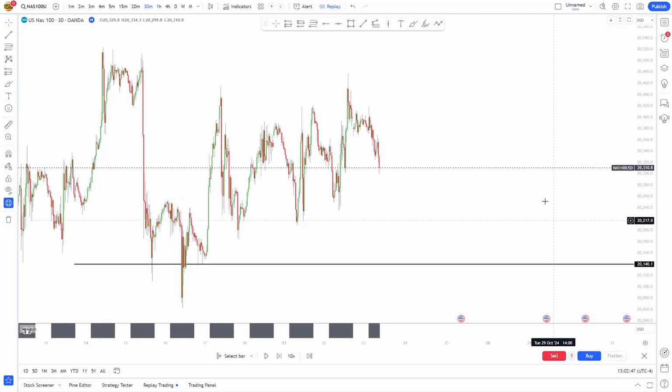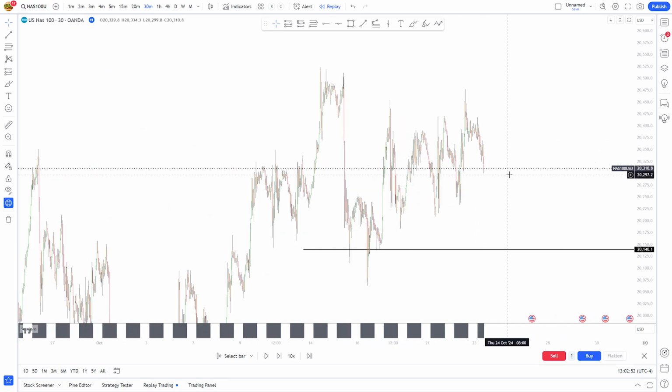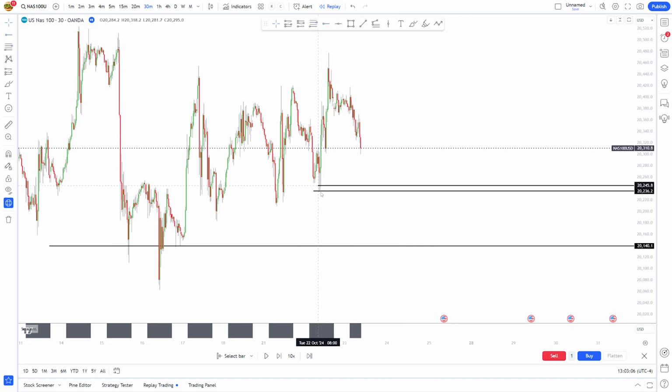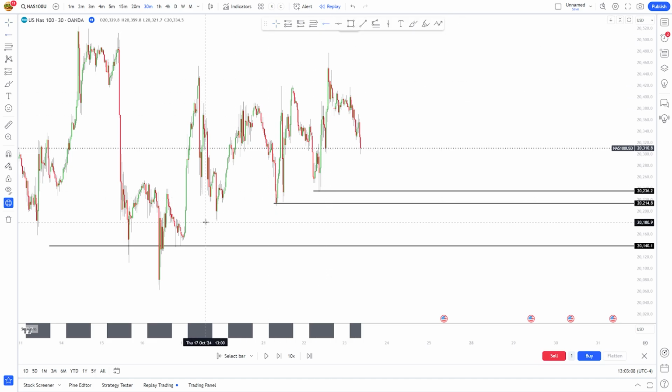Welcome back everybody. Here we have another review and another case study of how we can use the concept of liquidity to trade the markets. Now if you don't know, liquidity is found beneath swing lows, like here, here, and here.